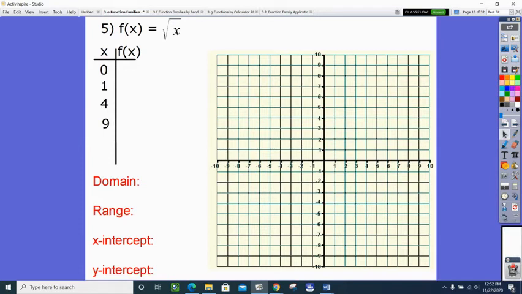Now wait a minute, Mrs. Woodruff. Why these inputs? Just because I'm trying to make the outputs also be, in this case, whole numbers. So I am picking perfect squares. So the square root of 0, the square root of 1, and so forth. So if you didn't do that, you might want to change your chart to see that.